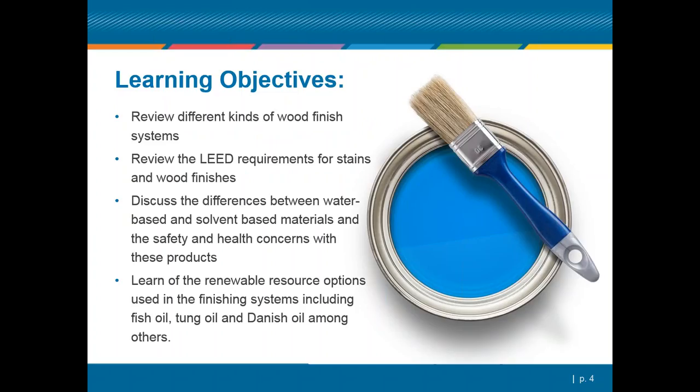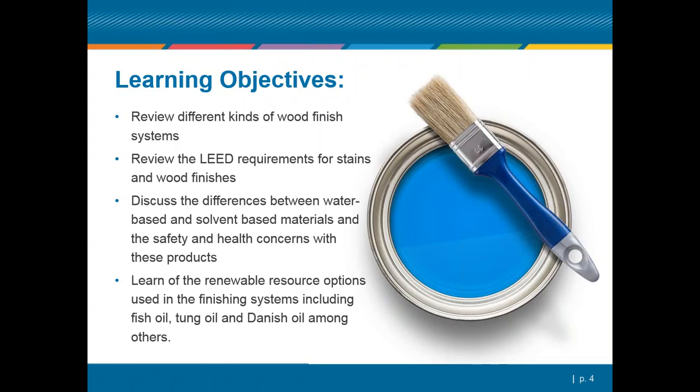Our learning objectives for today: we're going to review the different kinds of wood finish systems and review the lead requirements for stains and wood finishes. That in and of itself could probably be a good part of the program, and we'll spend a little bit of time discussing that because as of November 1st, we have moved on to a new version of LEED. LEED V4 now is the only platform that you can register a LEED project under, and there are some significant changes with paint as we move forward into the new V4 program.